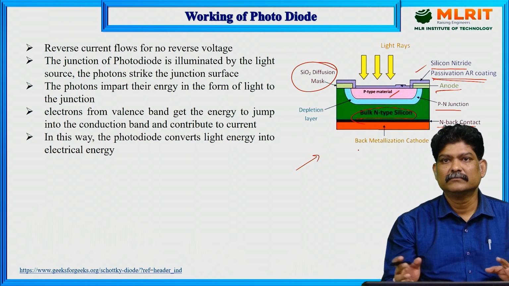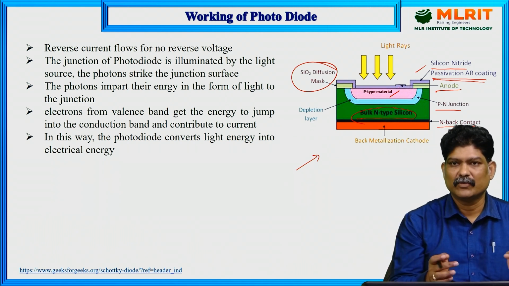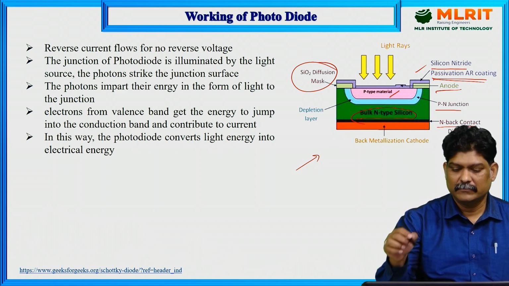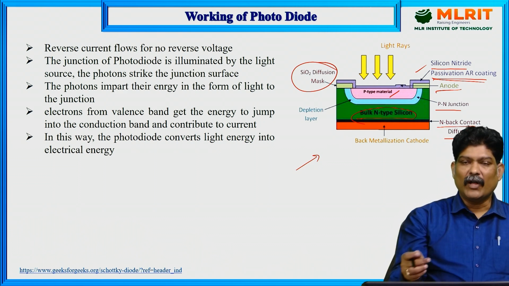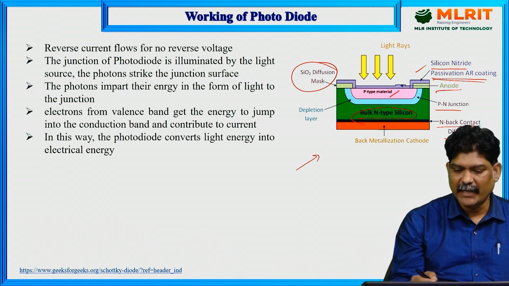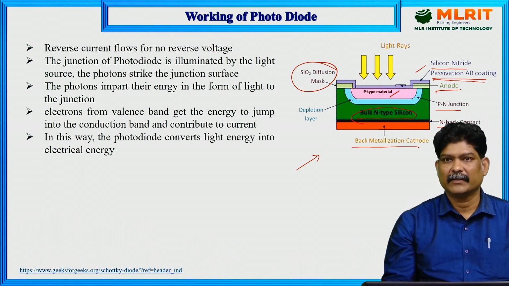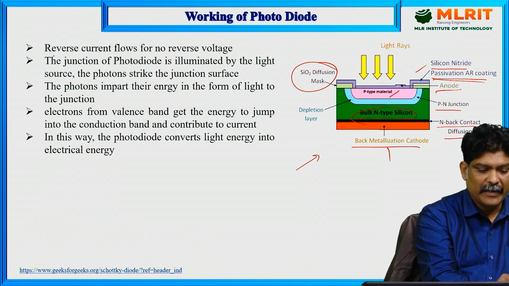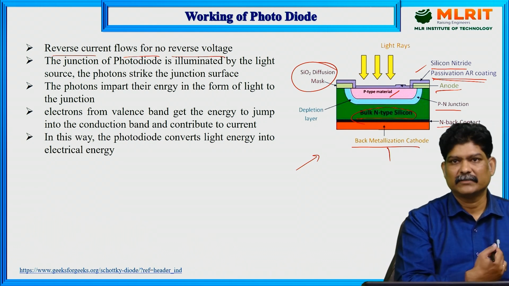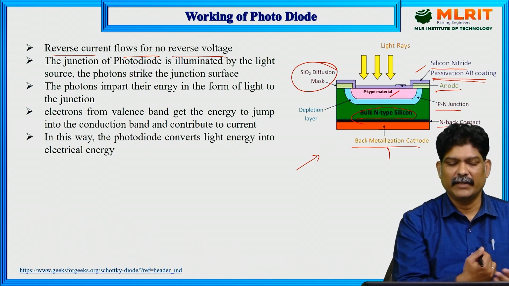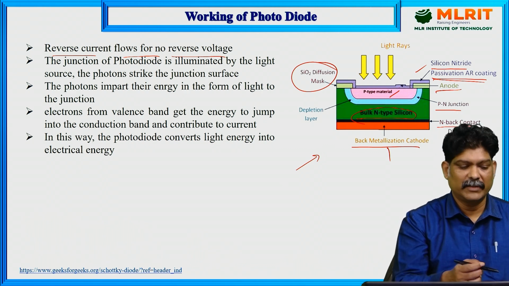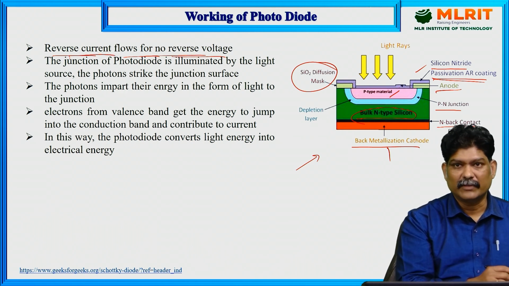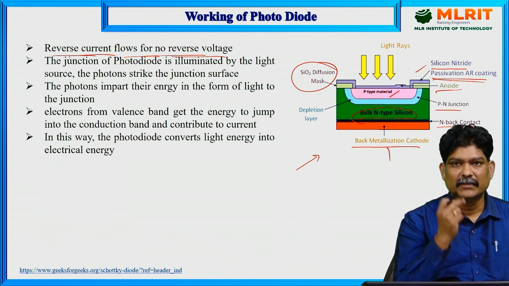To capture everything, all the rays should be properly aligned. Then there is back metallization, the cathode, so it acts like anode and cathode. So reverse current flows for no reverse voltage. If we are not applying any voltage, reverse current will still flow. Even when we apply no reverse voltage, there is some current.